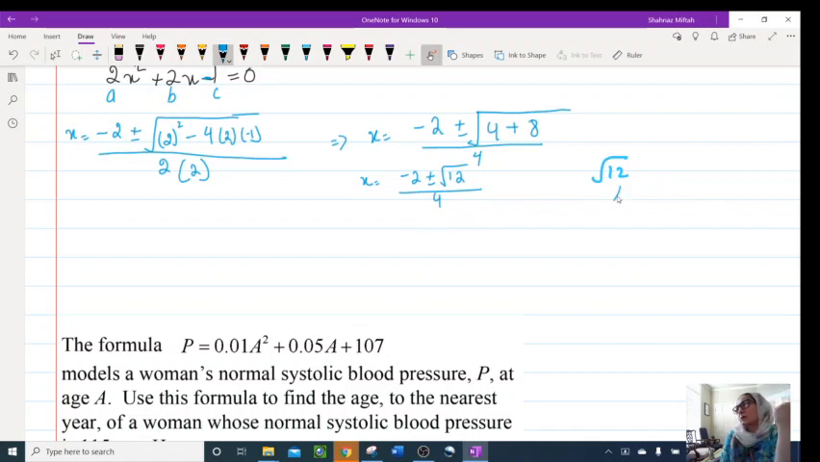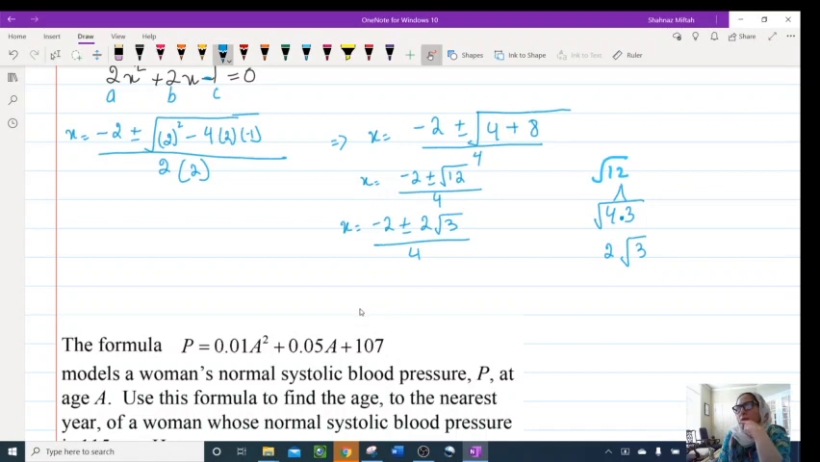So let's factor out 4 and 3. 4 times 3 is 12 in the square root. You know 4 is a perfect square, so the 2 is going to go outside, and 3 stays inside. That's all I can do here. So let's put this neat and clean, and that would be 2 square root 3 divided by 4.